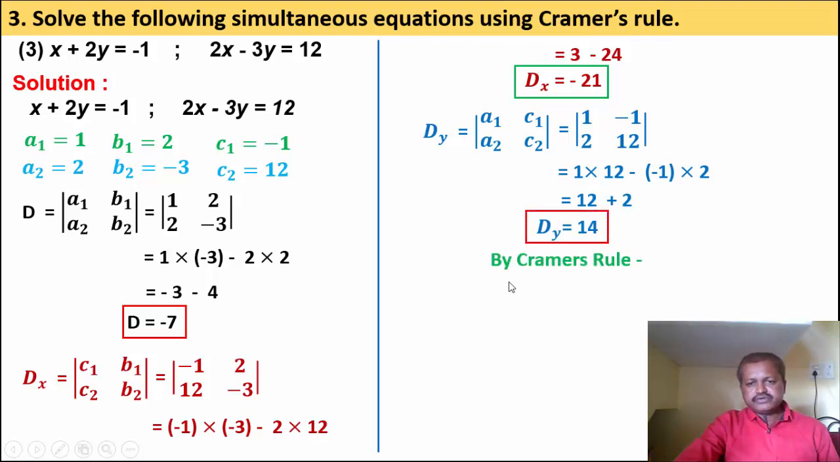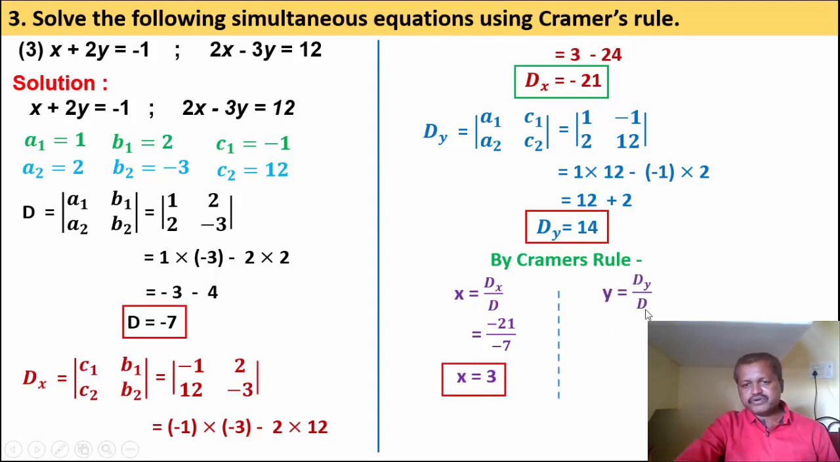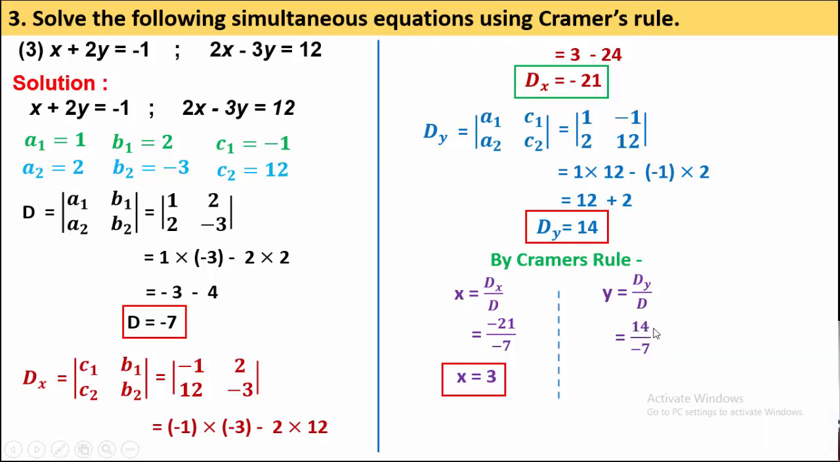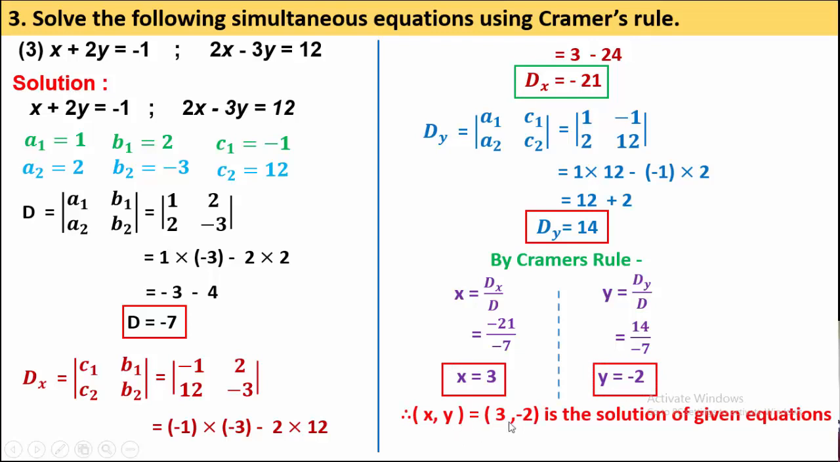Now using Cramer's rule we calculate the values of x and y. So x is equal to Dx upon D. Put in the values: Dx is minus 21 and D is minus 7. So minus 21 upon minus 7, it is 3. So this is the value for x. Now calculate y. Y is equal to Dy upon D. Dy is 14 upon D, that means minus 7. So 14 upon minus 7, by simplifying you get y is equal to minus 2. So this is the value for y. And write here the solution: x comma y is equal to 3, minus 2 is the solution of the given equations.